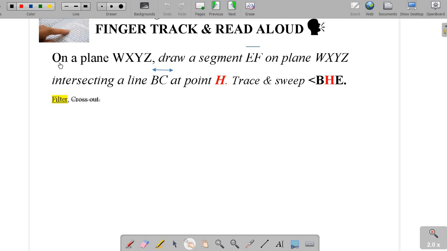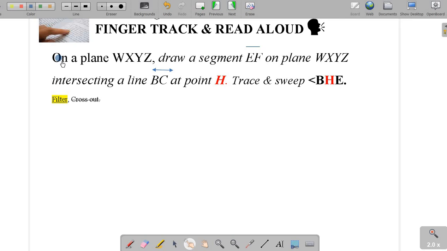Step number 1, put your finger right there at the word on. Physical finger. See, I even have a little finger there. We're going to read aloud. Your lips should move and words should come out of your lips as you read with your physical finger on the paper, friends. Physical finger on the paper.